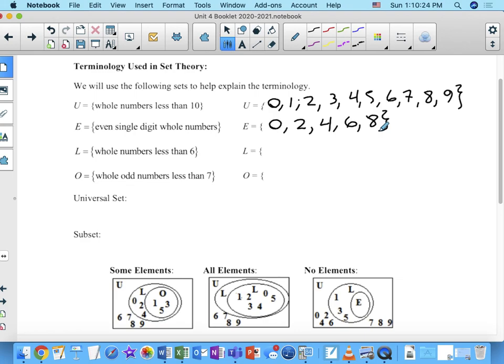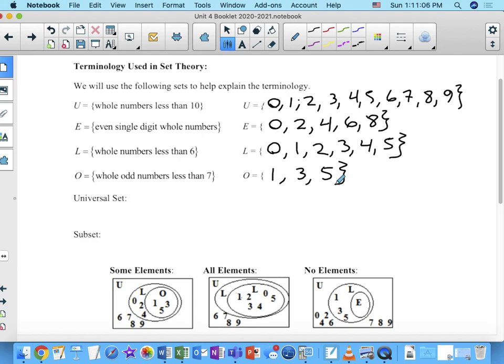L are whole numbers less than 6. Okay, so those would be the whole numbers up to 5: 0, 1, 2, 3, 4, and 5. And then O we're going to call the whole odd numbers less than 7. So odd numbers less than 7 start at 1, and then 3 and 5. Okay, so these are all of the little sets that we're going to look at when we define some vocabulary below.